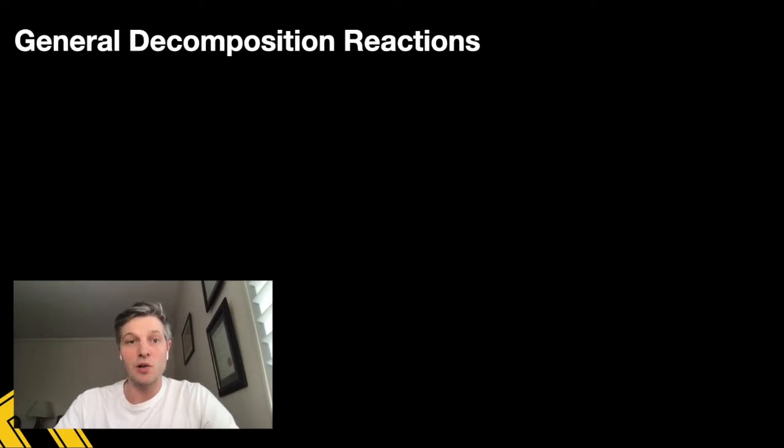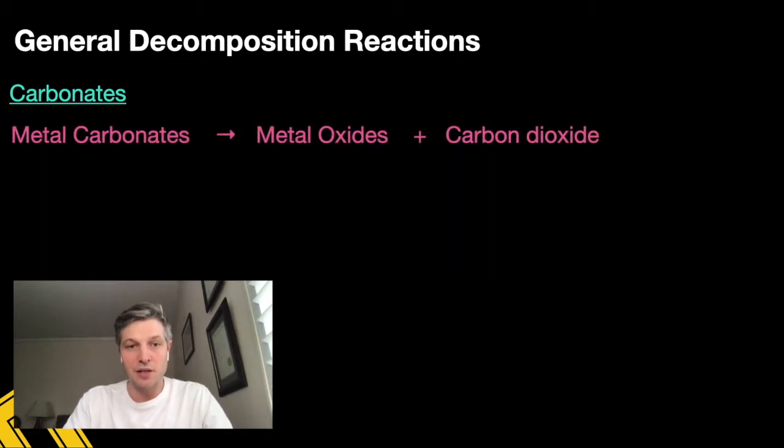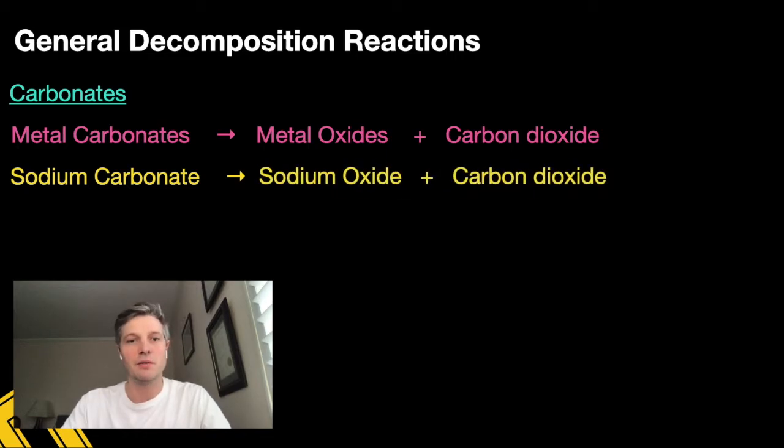Now we're going to look at this idea of a general decomposition reaction. These general decomposition reactions you do need to remember, and once you've memorized them, you can then apply them to any different situation. So carbonates. Whenever we have a metal carbonate, it will always break down or decompose into a metal oxide and carbon dioxide every time. So here's our first example, sodium carbonate. Sodium carbonate is going to break down into sodium oxide and carbon dioxide. Really neat, nice and easy, right?